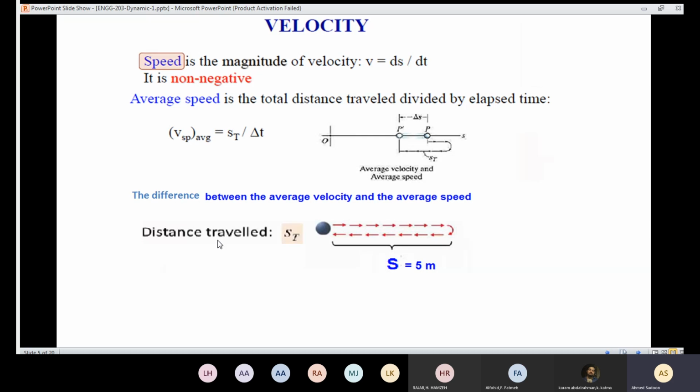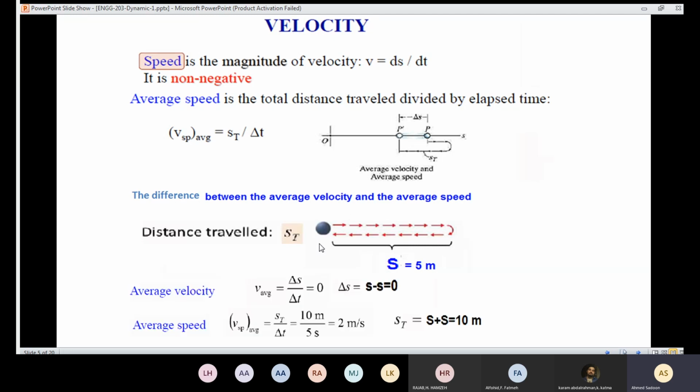To understand that, I'm going to show you this example here. We have a particle. That particle moved 5 meters and then came back 5 meters. So now the total distance traveled is 5 plus 5, which means that the total S_T is 10 meters. Then what about the displacement? Here is the initial position, and here also is the final position. It means that the delta S now is 0.